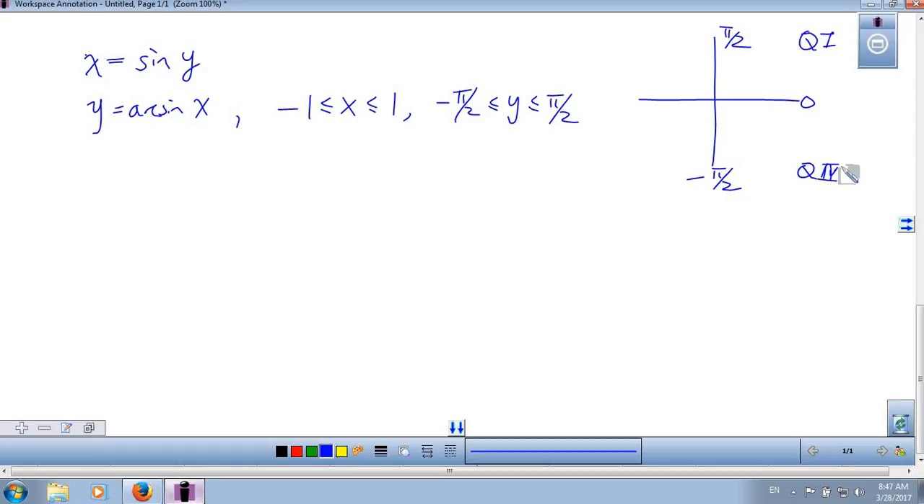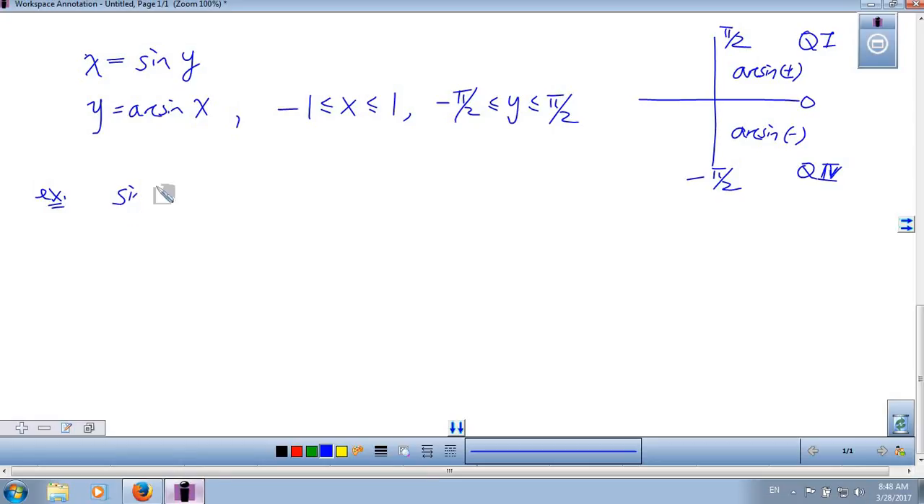What it means is that if x is between 0 and 1, if x is positive, you will have an angle returned to you in quadrant 1. And if the input for arcsine is negative, between 0 and negative 1, then your output angle will be in quadrant 4. So if I input a positive number into arcsine, I will get an angle in quadrant 1. If I input a negative number into arcsine, I will get an angle in quadrant 4. Let me give you some examples to demonstrate what's going on here.